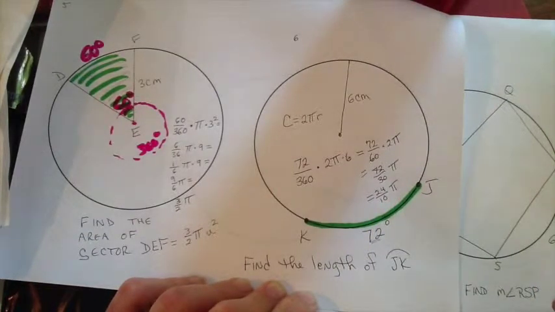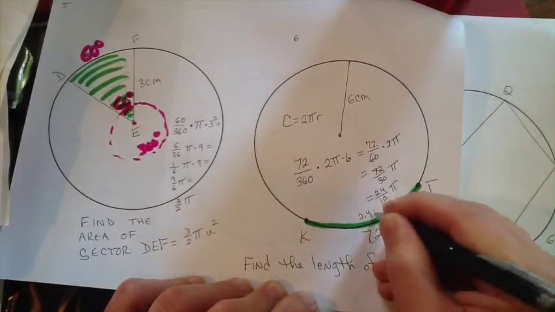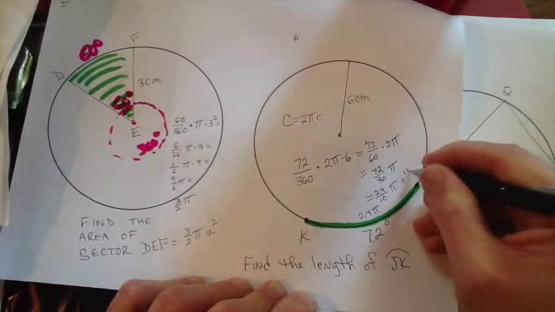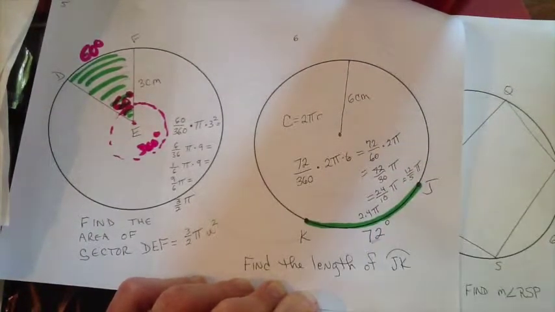Okay, so that's 24 over 10 pi. And we can go two ways with that. We can either say it's 2.4 pi, or if you went the other way with it, it's 12 over 5 pi. Also correct.